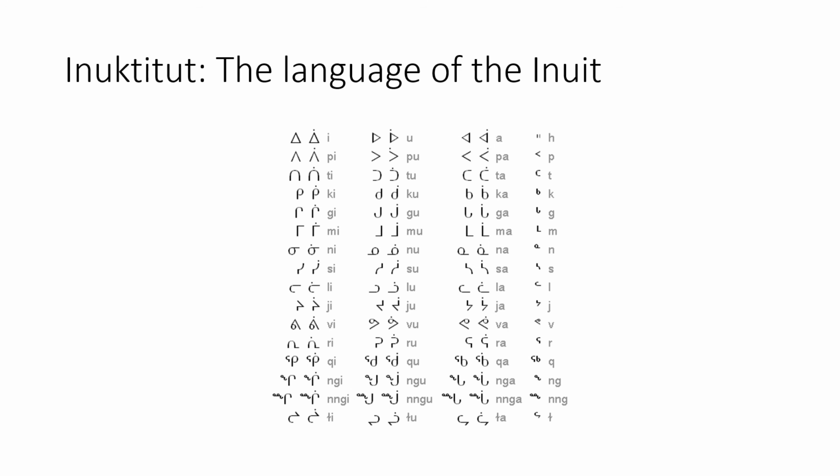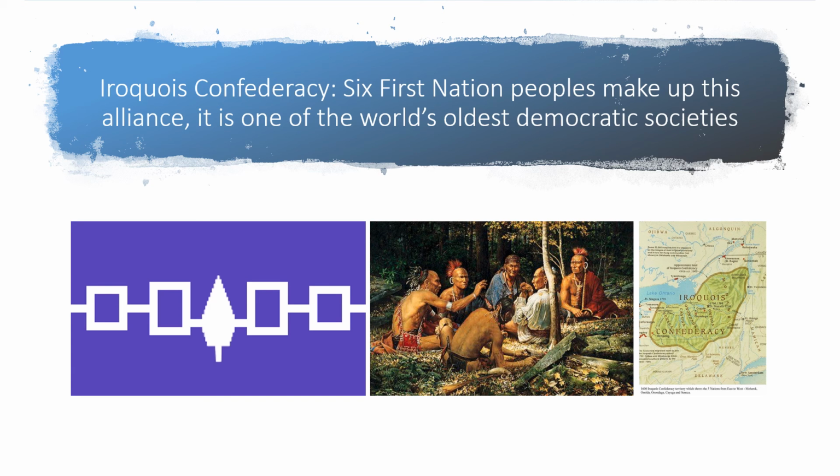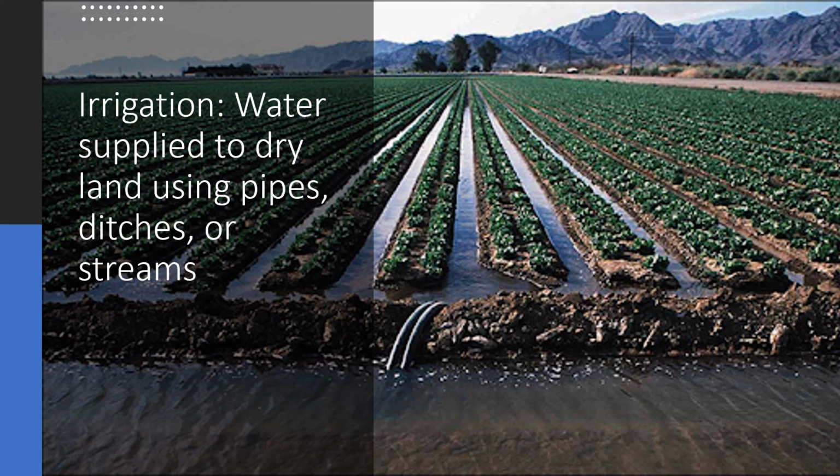Inuktitut, the language of the Inuit. Iroquois Confederacy, 6 First Nation peoples make up this alliance. It is one of the world's oldest democratic societies. Irrigation, water supplied to dry land using pipes, ditches, or streams.